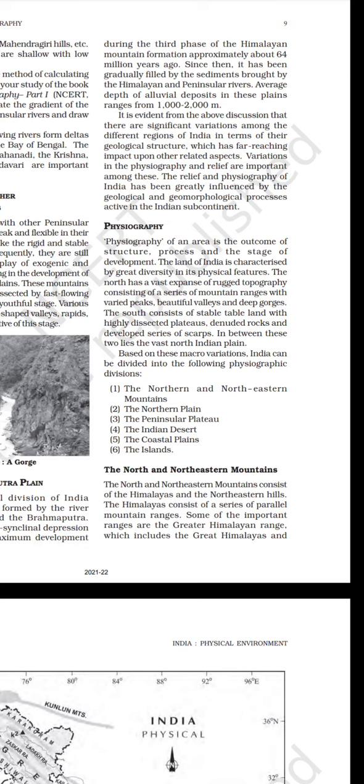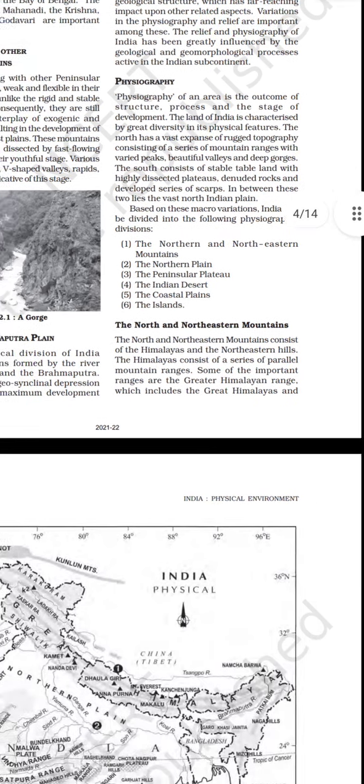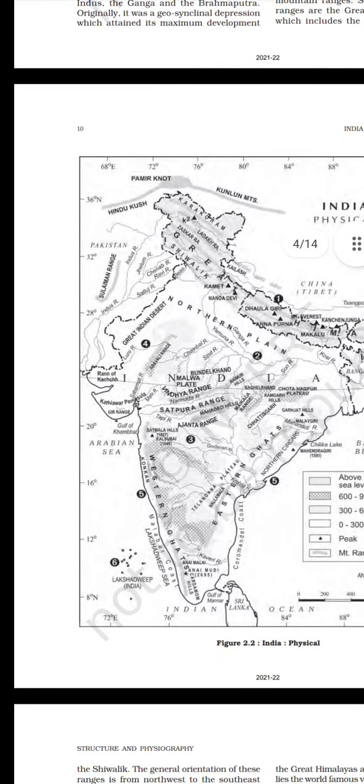Based on these macro variations, India can be divided into the following physiographic divisions: the northern and northeastern mountains, the northern plain, the peninsular plateau, the Indian desert, the coastal plains, and the islands. The northern and northeastern mountains. The northern and northeastern mountains consist of the Himalayas and the northeastern hills. The Himalayas consist of a series of parallel mountain ranges. Some of the important ranges are the Greater Himalayan Range, which includes the Great Himalayas and the Shivalik.